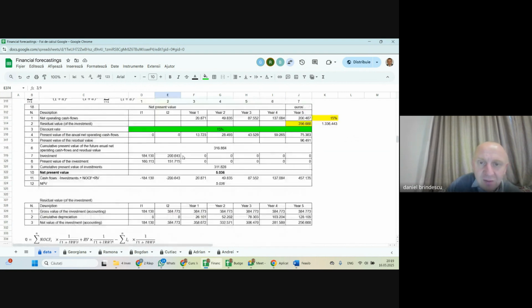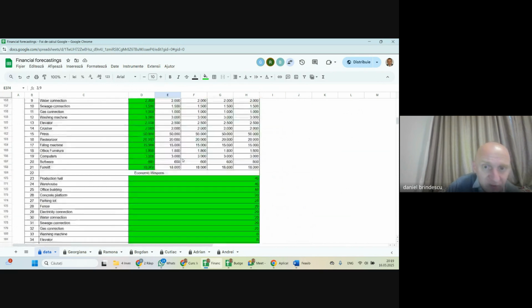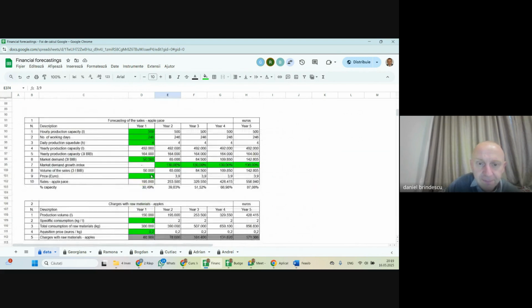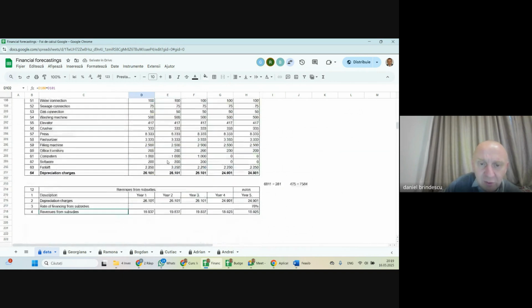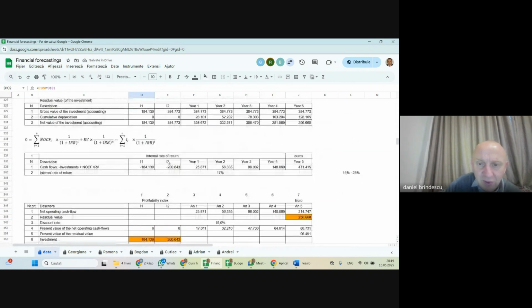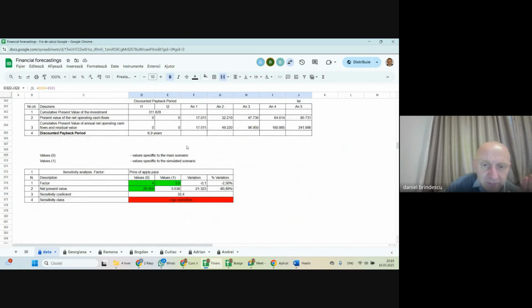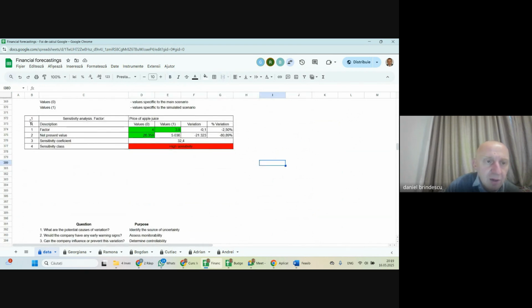Now you go back and change the price to the main scenario, in my case, 4 euros. So make sure that you are back in your main scenario and your net present value is again, in my case, 26,000. I'm back. Now, I'll copy the table and use it for a different factor.